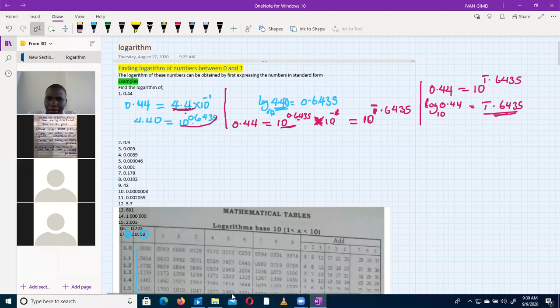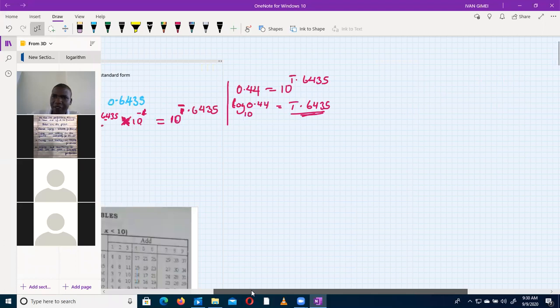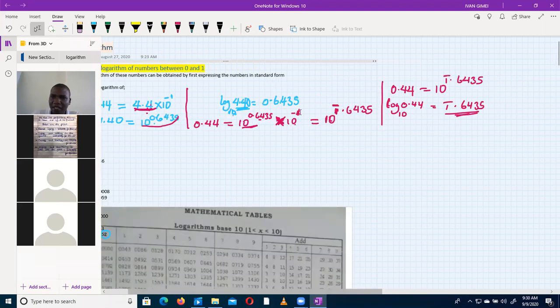What do you do with the powers at this point? We just combine them. This is -1. This is 0.6435. So we combine them, put the negative on top, then bring the other decimal, which is 6435. And that's what we have. We just combine them like that. You have the negative on top, then the other.